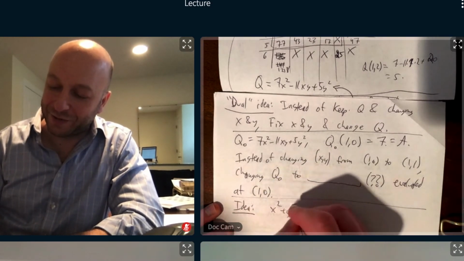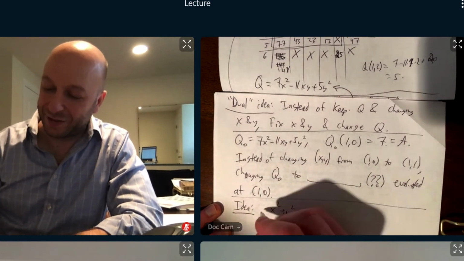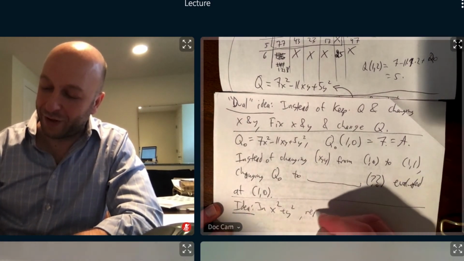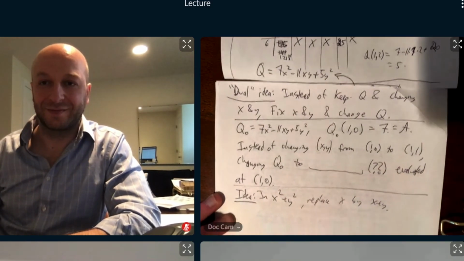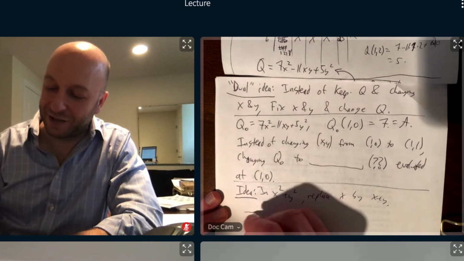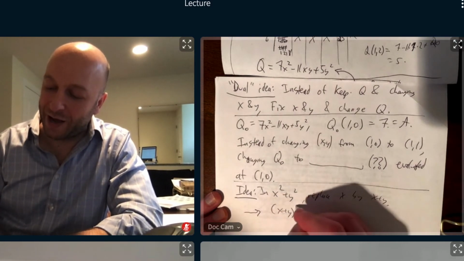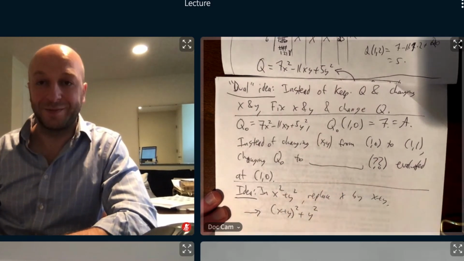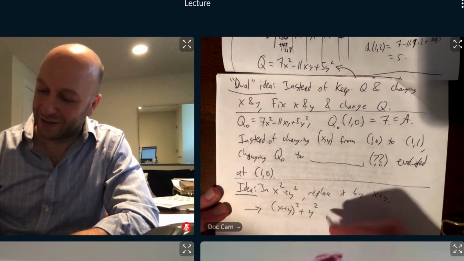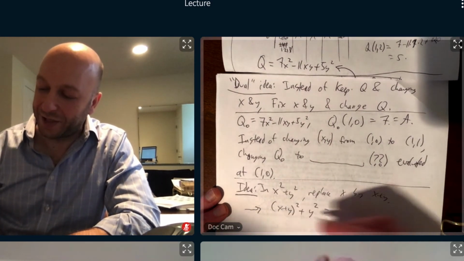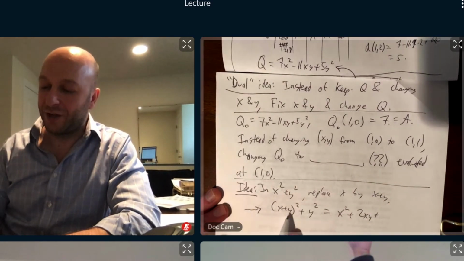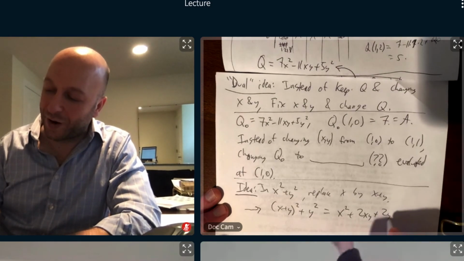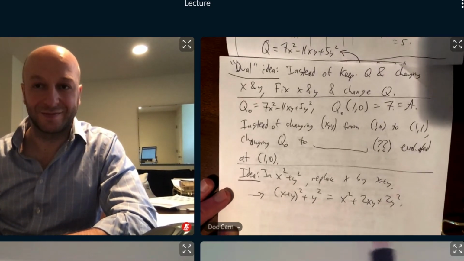X squared plus y squared is one quadratic form. So in this quadratic form, replace x by x plus y. That gives me a new quadratic form, x plus y squared, which of course simplifies to x squared plus 2xy plus y squared, and another y squared, so I get 2y squared. Does that make sense?